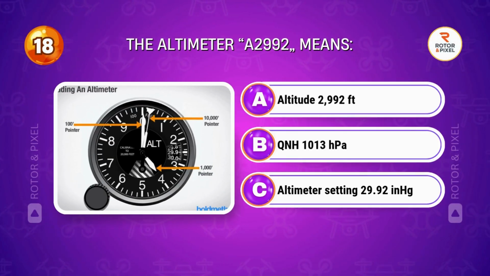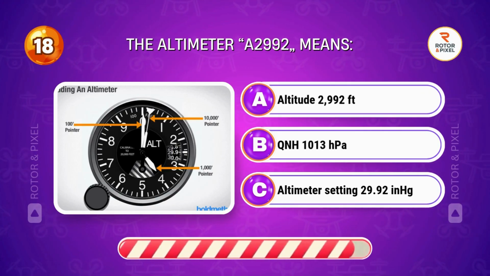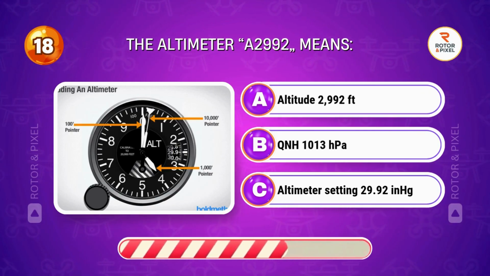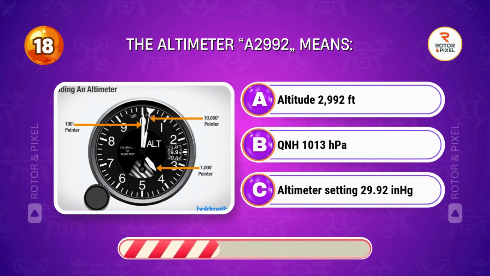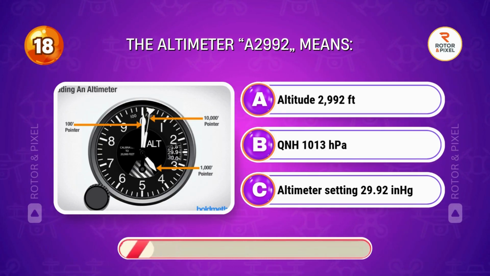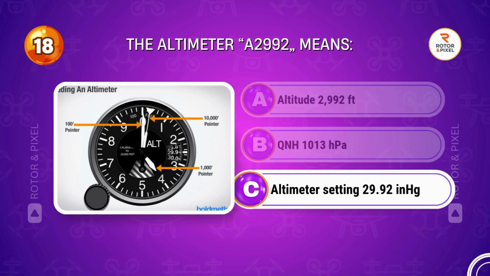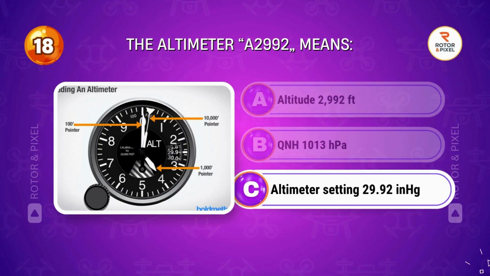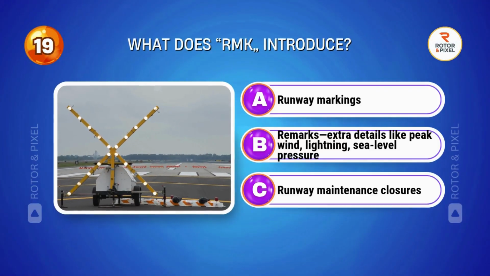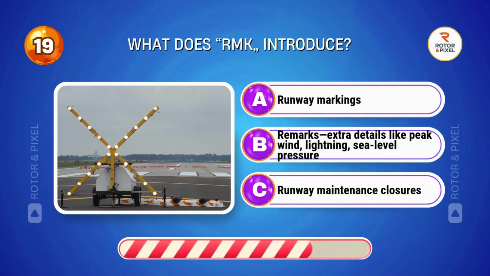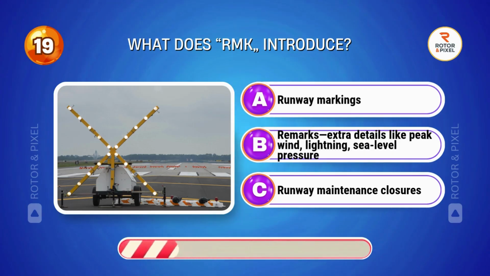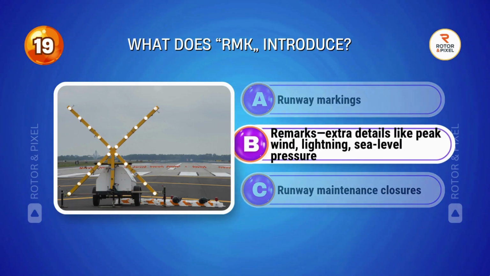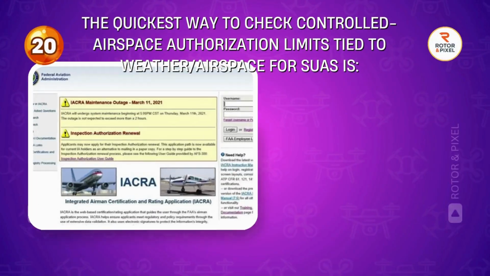The altimeter A2992 means... Answer C, altimeter setting 29.92 inches of mercury. What does RMK introduce? Answer B, remarks. Extra details like peak wind, lightning, sea level pressure.